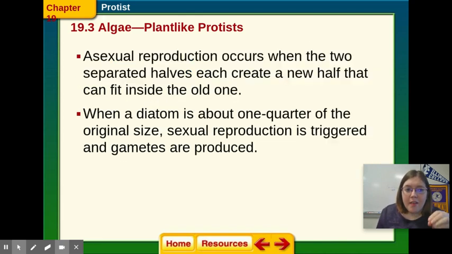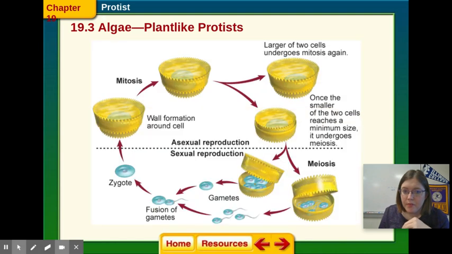Also, these diatoms have asexual reproduction, right? When these two separated halves become new halves, so they kind of split apart, and the new half can fit inside the old one. And so the new diatom is about 1/4 of the original size, and then it has sexual reproduction. It is triggered usually by the environment or something internal, and then the gametes are produced.